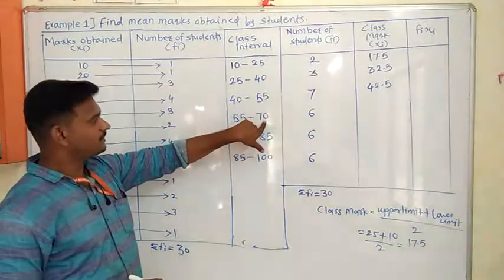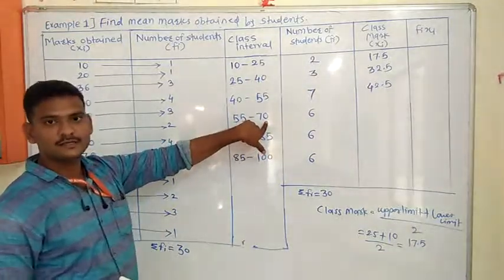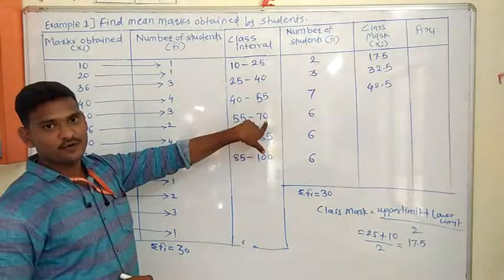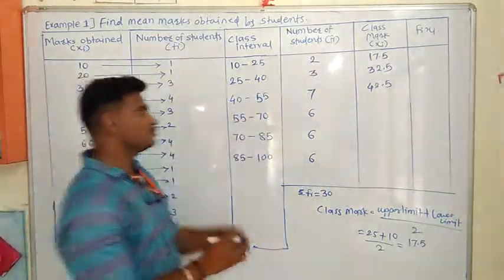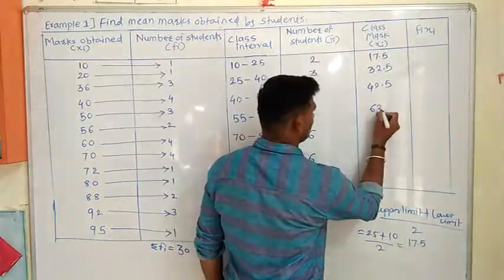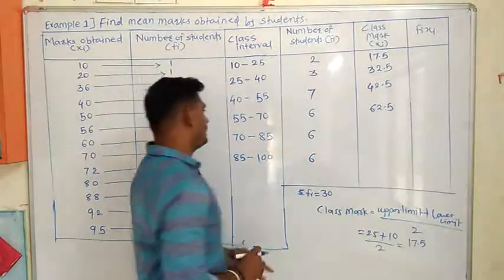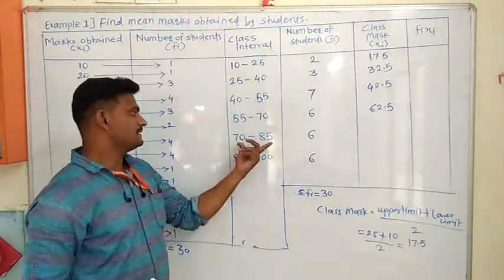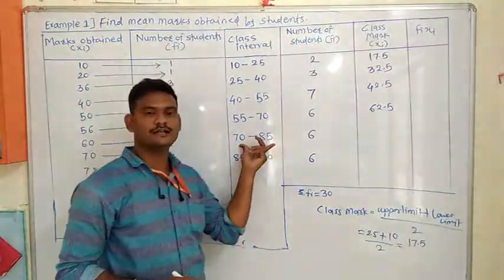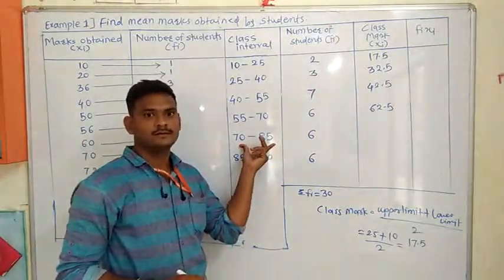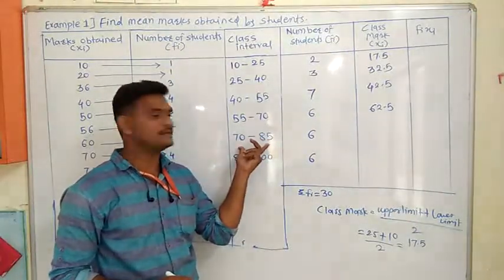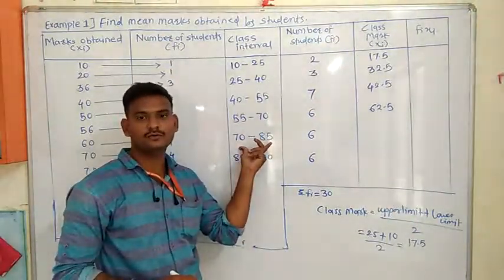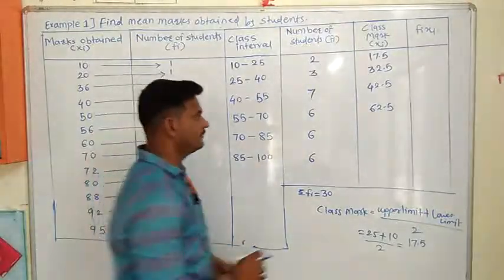55 plus 70 is equal to 125. 125 divided by 2 is equal to 62.5. Again, 70 plus 85 is equal to how much? That is 165. 165 divided by 2 is equal to 82.5.